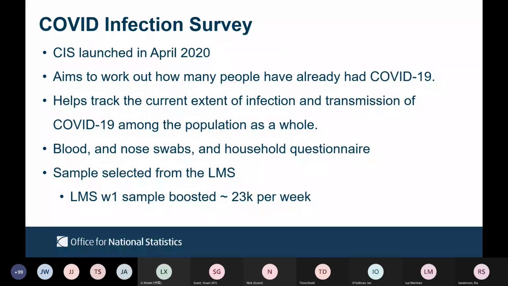And then I'll just flick through this very quickly. We've also launched since then the COVID infection survey that launched in April. It aims to work out how many people already have had COVID, and it helps track the current extent of infection and transmission. The sample for the COVID infection survey, again, is also selected from the labour market survey, not the LFS. So again, we boosted the wave 1 labour market survey by a further 23,000 households per week.